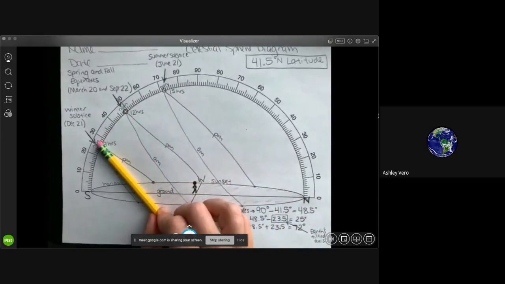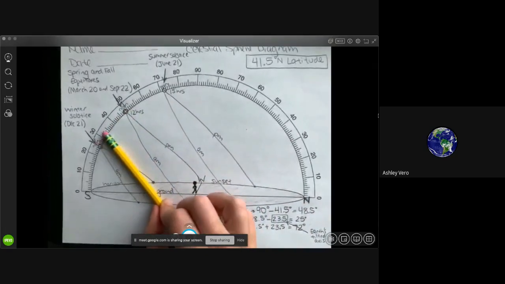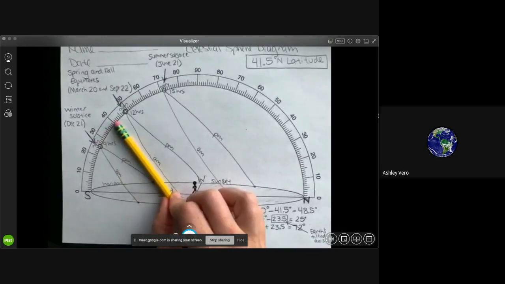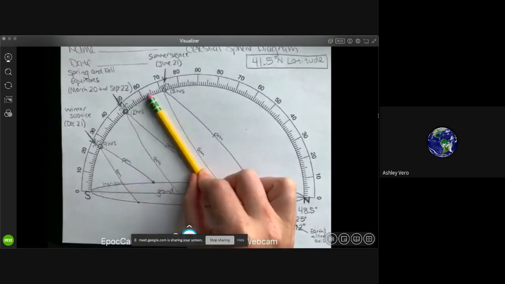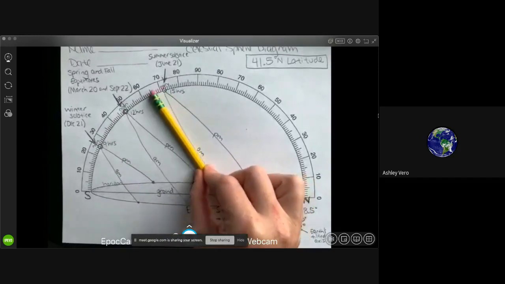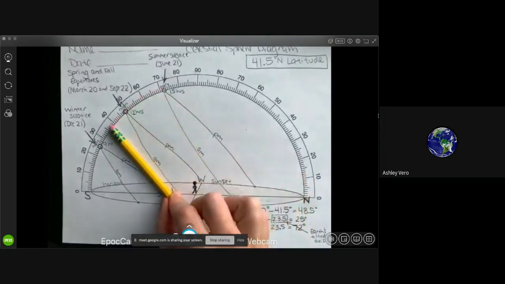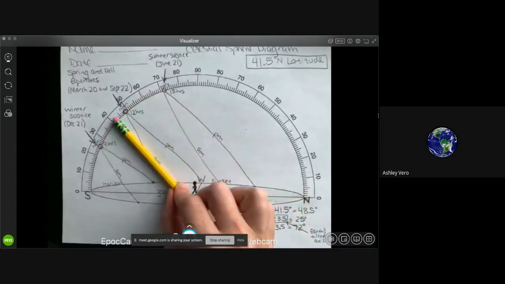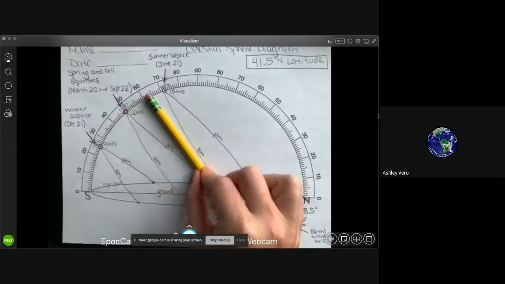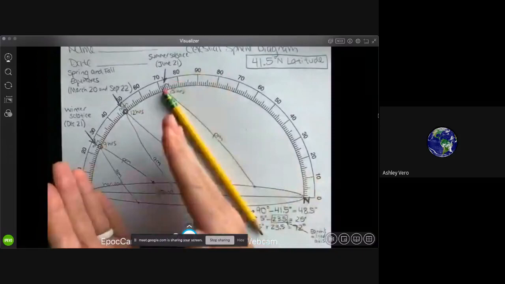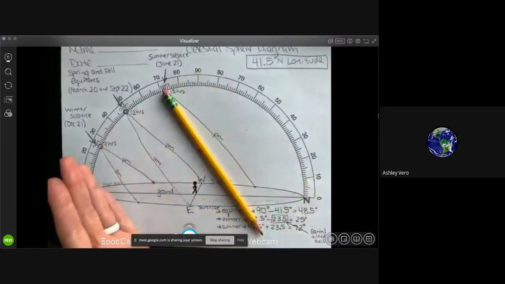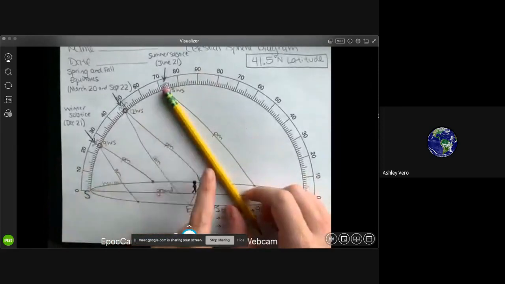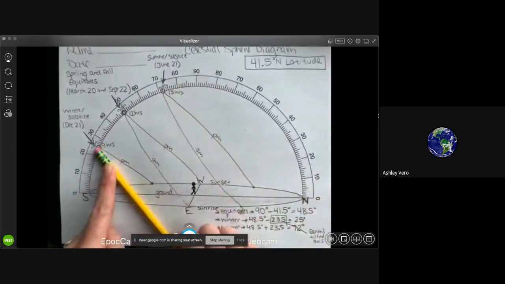Now it ping pongs back up. After December comes January, February, March. We're at that path again. April, May, June, right? July, August, September, October, November, December, January, February, March, April, May, June. So we're just ping-ponging back and forth between these two paths throughout the year. So more direct sun rays in the summer and less direct sun rays in the winter.